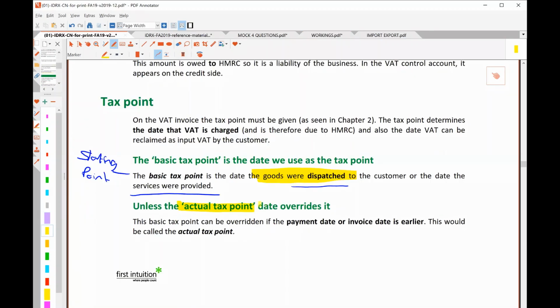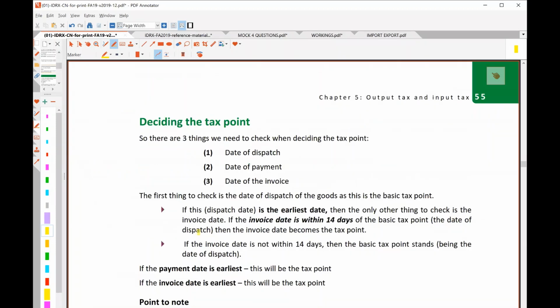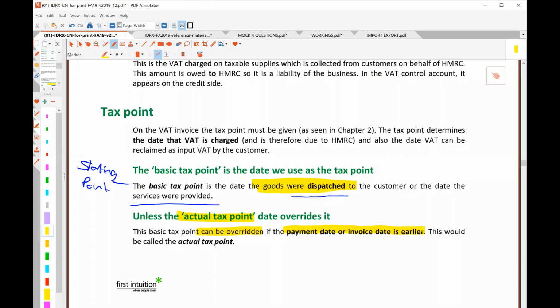What we then look at is this. The basic tax point, so that 28th of March for example, can be overridden if the payment date or the invoice date is earlier. If the date that the goods were paid for, or the date that an invoice was raised, was earlier than the date it was dispatched, then we would use that, and that would override the dispatch date and be classed as our actual tax point. But unfortunately, there's one more rule. Let me just go on to the next page.